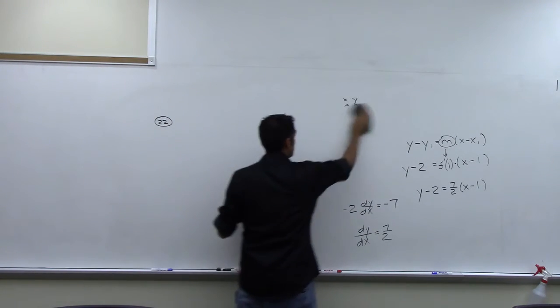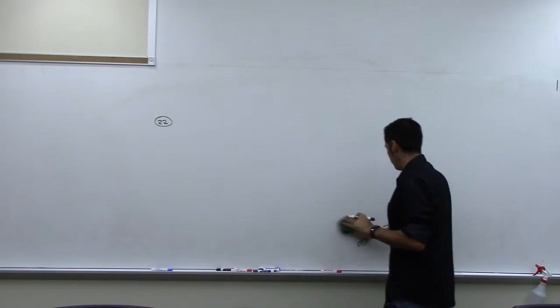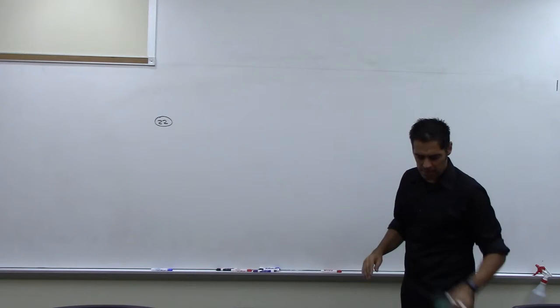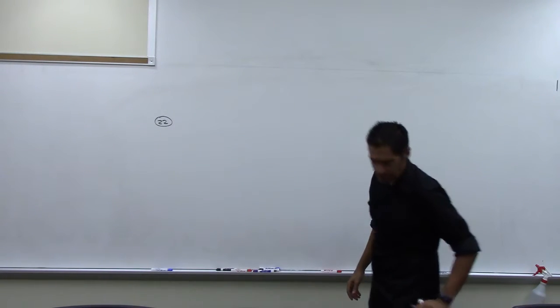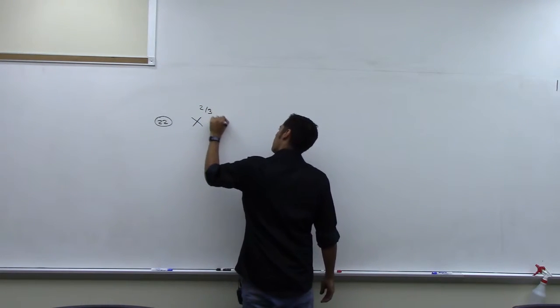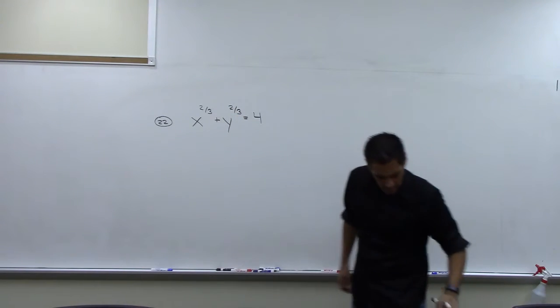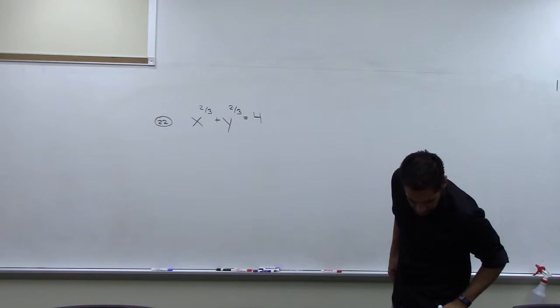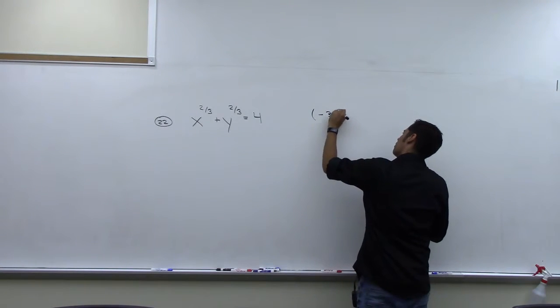I know I'm working faster through these, but I'm hoping you've done enough practice with the implicit differentiation right before this and the previous problems that I can work at this speed. x to the 2/3 plus y to the 2/3 equals 4. And the point that we want to look at is negative 3 root 3, 1.